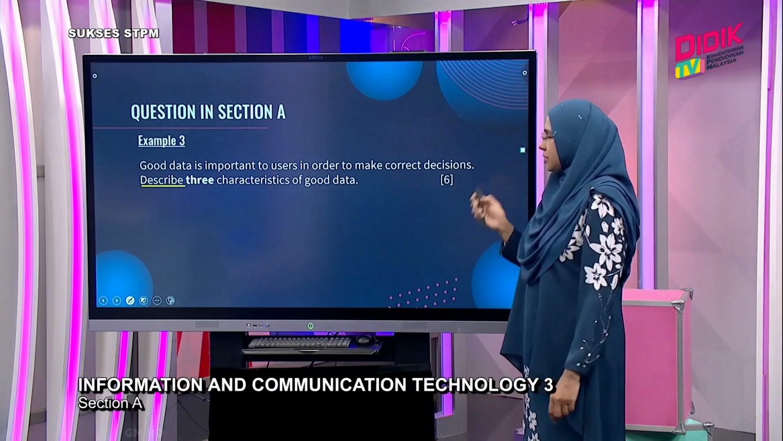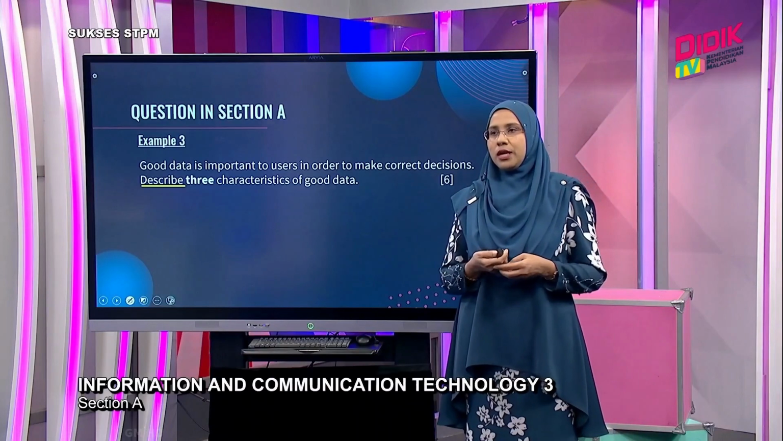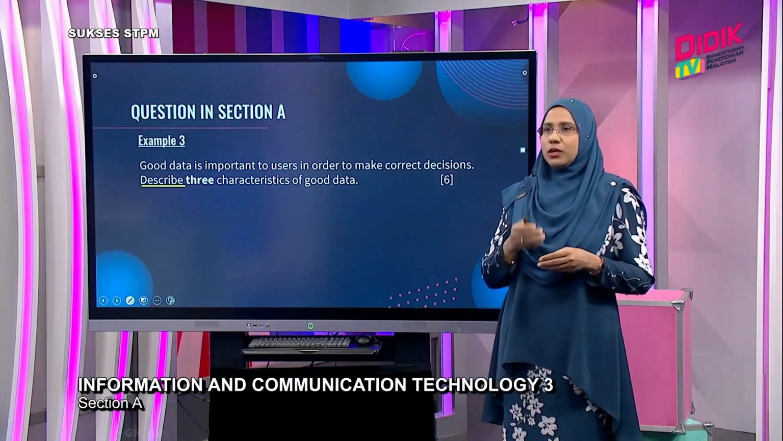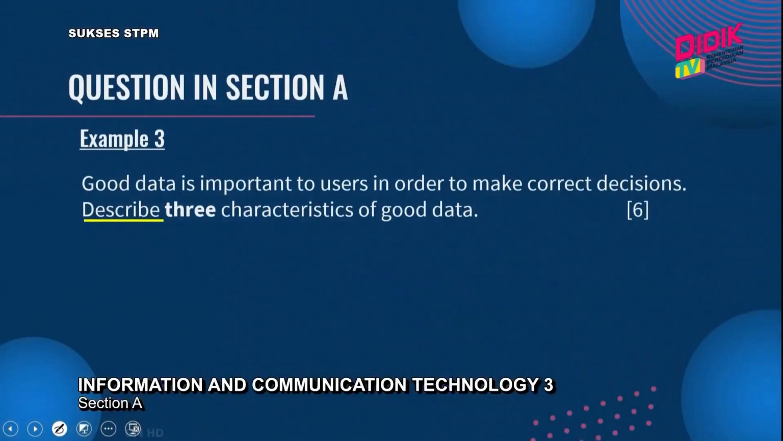Okay, next we look at example 3. Another question. Good data is important to user in order to make correct decision. So you are given some information about data. And then the question asks, describe. Describe means long answer. 3 characteristics of good data. Marks given 6 marks. So we know that 2 marks for each.